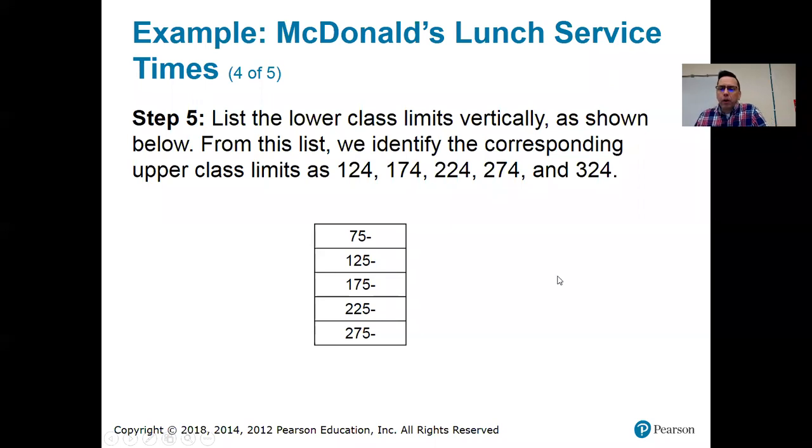Okay, so now we're going to list those lower class limits that we just talked about, the 75, 125, 175, et cetera. Then the corresponding upper class limits have to be 124, which is one less than the beginning of the second class, and then 174, 224, 274, 324. All right, I think there is a spoiler alert coming up on the next slide.